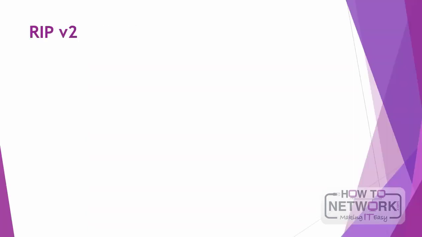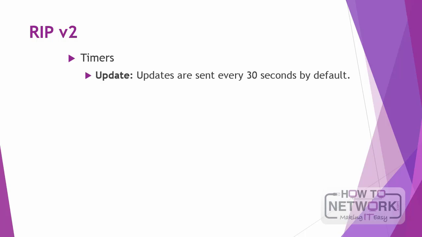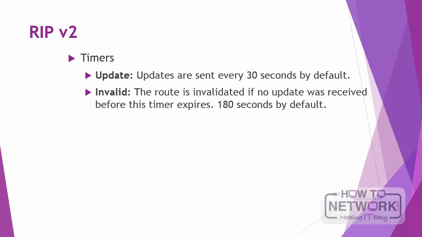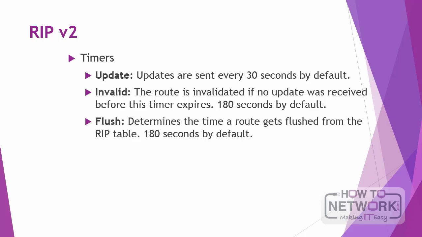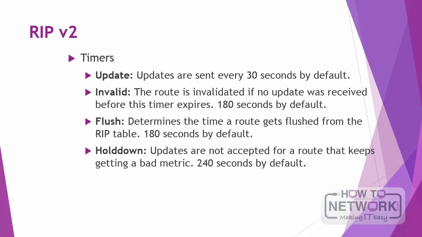Another aspect about RIP that you need to know is that it relies on a series of timers for its operations, as described here. The update timer, this is where updates are sent, and they're sent every 30 seconds by default. Invalid, the route is invalidated if no update was received before this timer expires. Flush timer determines the time a route gets flushed from the RIP table. And hold down timer. Updates are not accepted for a route that keeps getting a bad metric. And finally, the sleep timer, which can add delay to triggered updates.